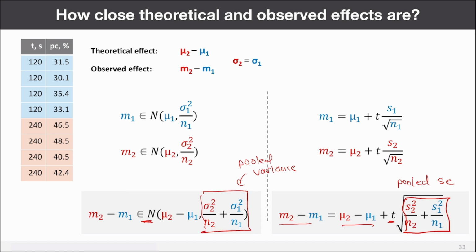Okay. So it means that actually we don't need to change anything. We just need to compute the standard error in a slightly different way. But the rest is the same. We still use the t-distribution, so it means that we can compute a confidence interval and we can make a t-test.